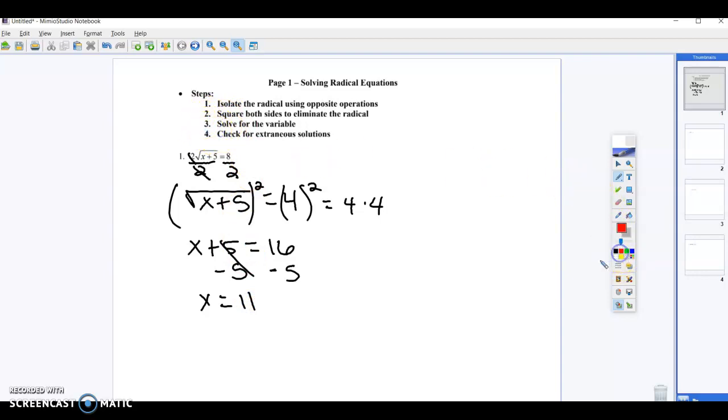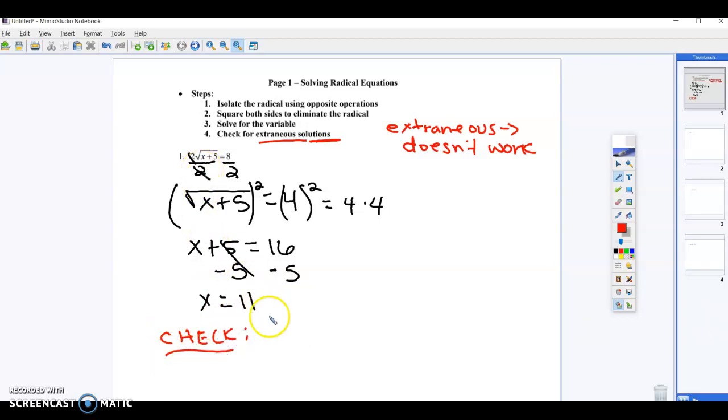Now, step 4 says to check for extraneous solutions. The word extraneous means basically that it doesn't work in the original problem. So what you're going to do is plug it back into the original problem. When you're checking, you're going to get 2 times the square root of 11 plus 5 equals 8.